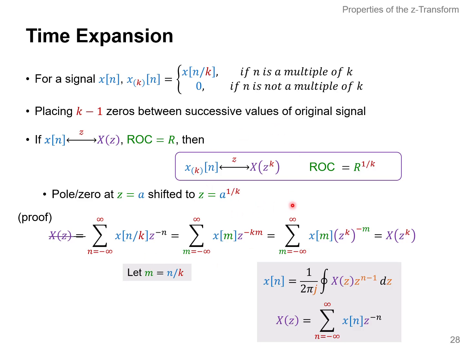So time expansion also changes where the poles and zeros appear. A pole at z equals a moves to z equals a to the 1 over k. So the pattern of poles and zeros either spreads outward or moves inward depending on the k.